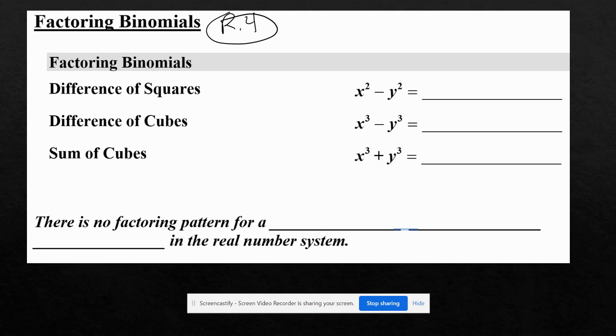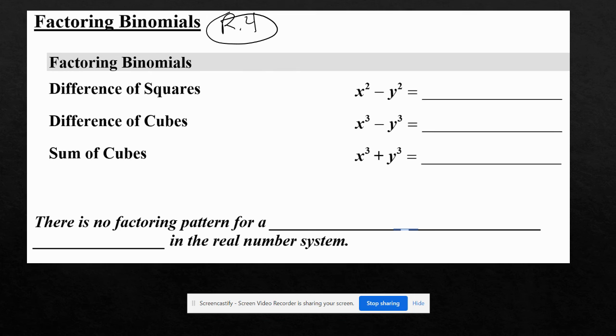Welcome back. We are going to finish up our point 4 today on factoring polynomials. Today we're going to work on binomials, very specifically 3 special cases. So we have difference of squares, difference of cubes, and sum of cubes.